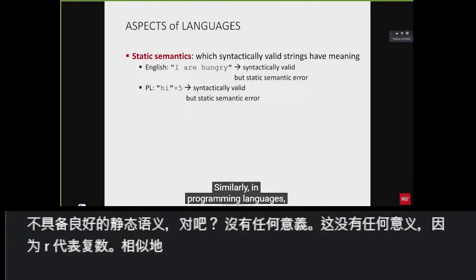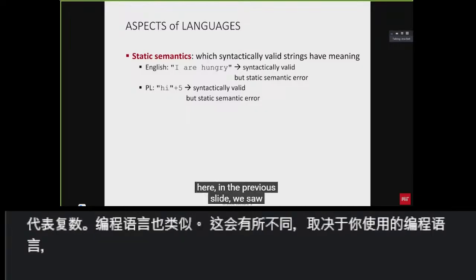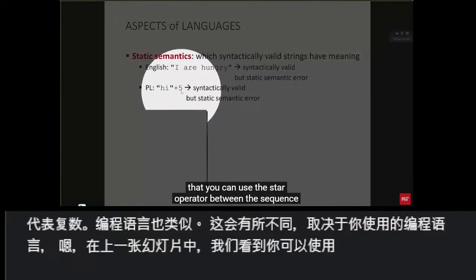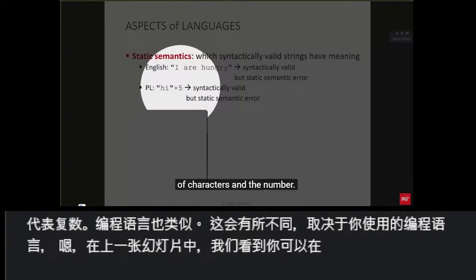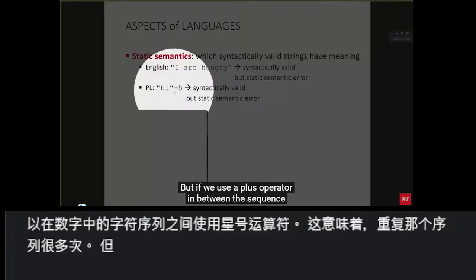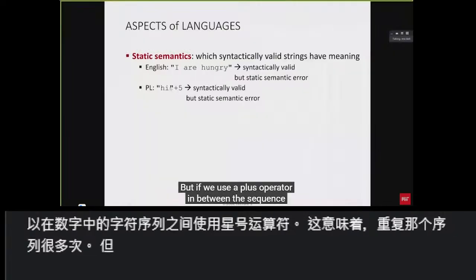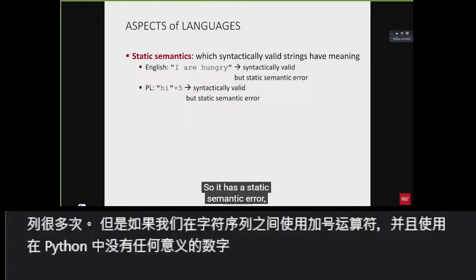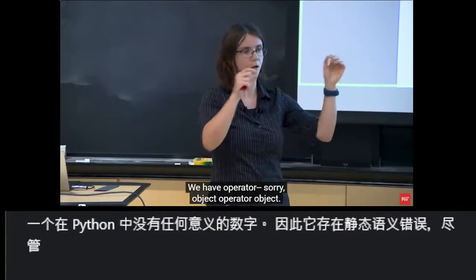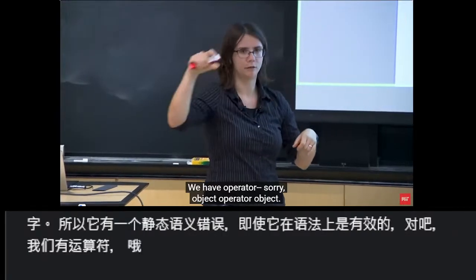Similarly, in programming languages, and this will differ depending on what programming language you use, in the previous slide we saw that you can use the star operator between the sequence of characters and the number, and that meant repeat that sequence many times. But if we use a plus operator in between the sequence of characters and a number, that doesn't have any meaning in Python. So it has a static semantic error, even though it's syntactically valid, right? We have operator, object, operator, object.